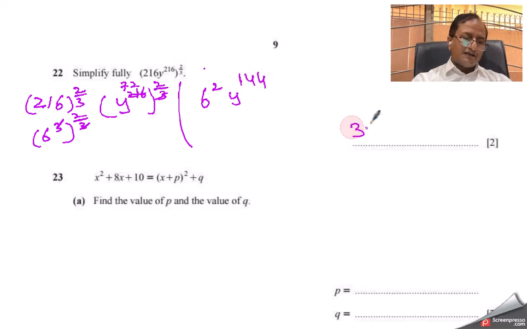The answer is 36y^144. Okay, now find the value of p and the value of q.